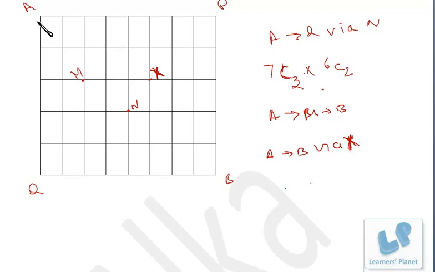I just write it down. 1, 2, 3, 4, 5 horizontal, 1, 2, 2 vertical, right? So 7C2, okay, and 1, 2, 3, 4, 5, 6, C3, and square of this, right? Because that is A to X, then X to B, then same will be B to X, then X to A. Okay, I hope you are getting me.